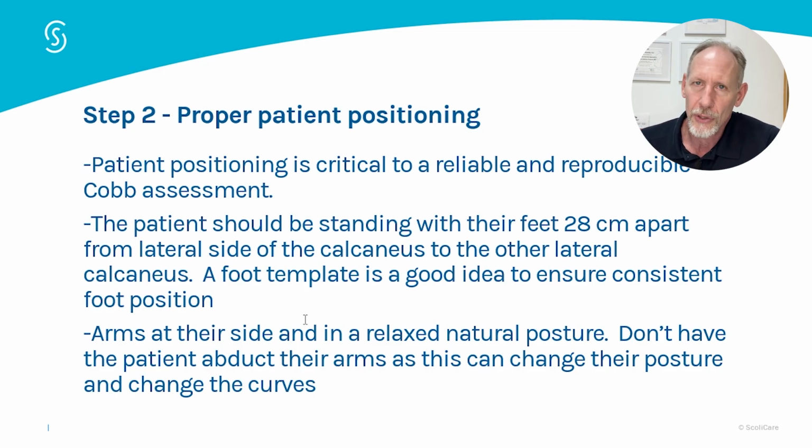And positioning is critical because if you have a squirrely child and maybe their feet are too close together or too far apart, it's going to affect how their pelvis is, which can affect how their lumbar spine is, which can affect their coronal balance. So it's very important to have good, consistent foot positioning, natural, relaxed posture, arms at the side, not arms abducted, because that can cause shifts in the posture left and right.